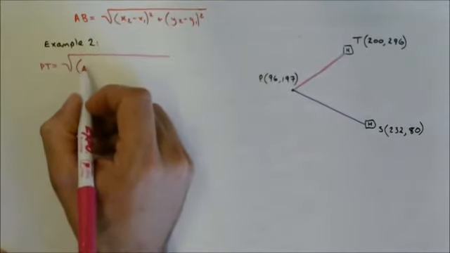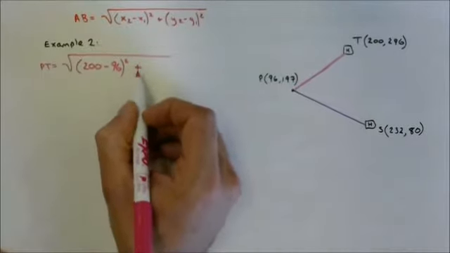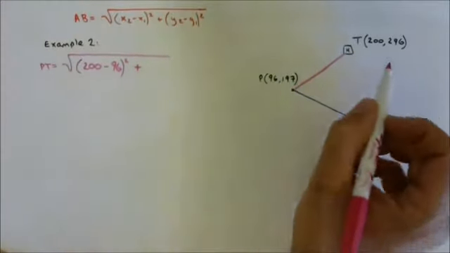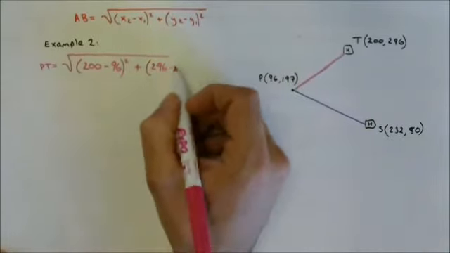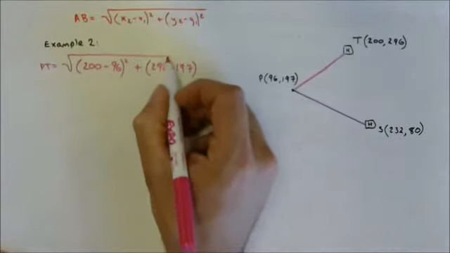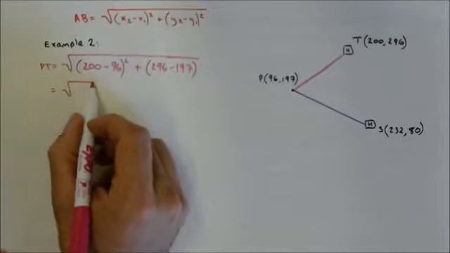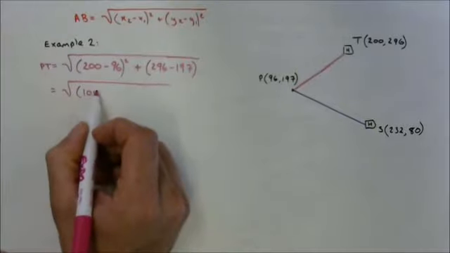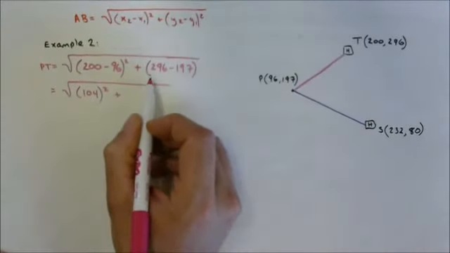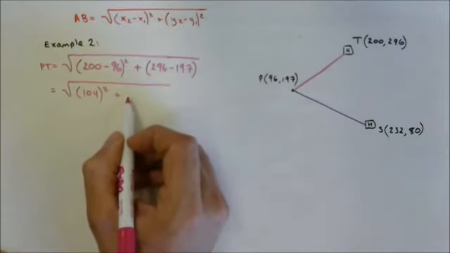So I can start with my x coordinates. I can start with point T, 200 minus 96 squared. Then I'm going to add the difference in my y coordinates, making sure again I start with point T. 296 minus 197. Okay? And then I can work that down. Under the big square root sign, 200 minus 96 is 104. And 296 minus 197 is 99.